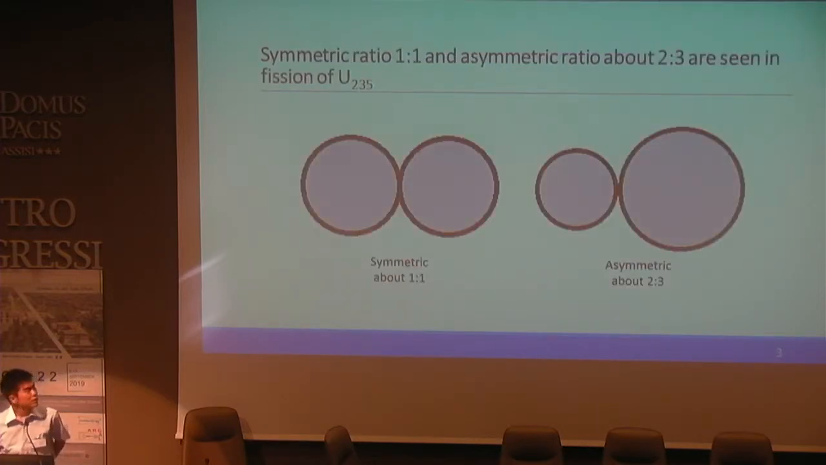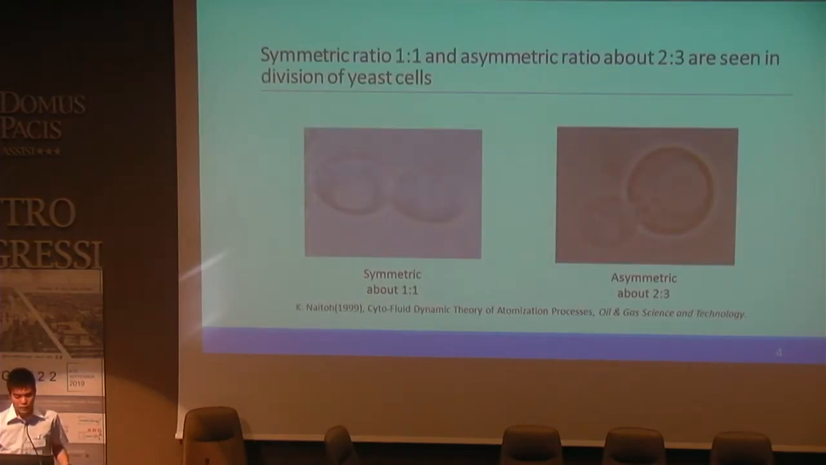It is known that symmetric ratio 1:1 and asymmetric ratio about 2:3 are seen in fission of uranium-235. And it is also known that symmetric ratio 1:1 and asymmetric ratio about 2:3 are seen in division of yeast cells.